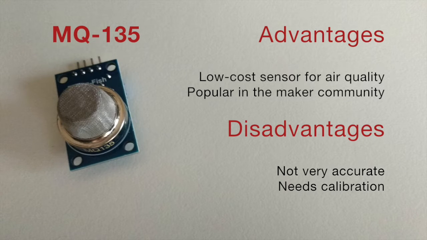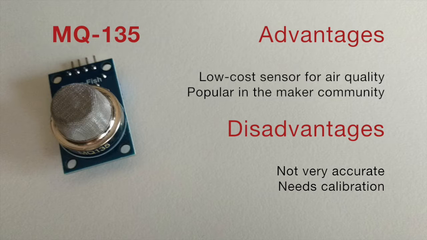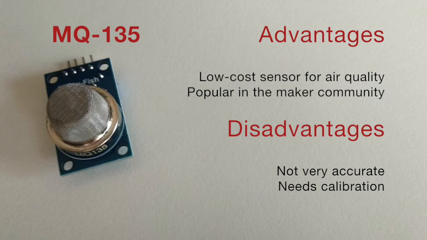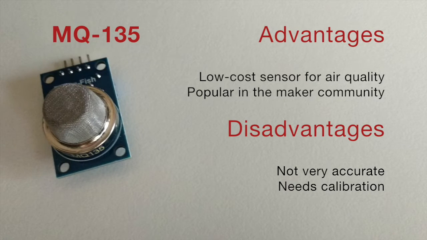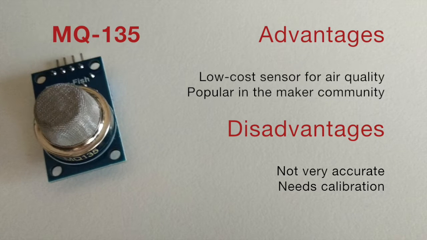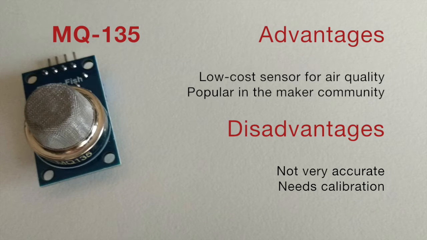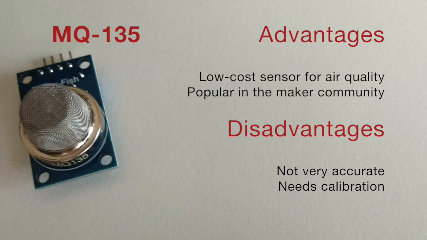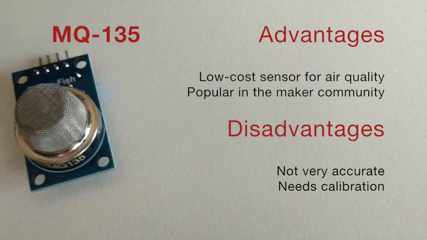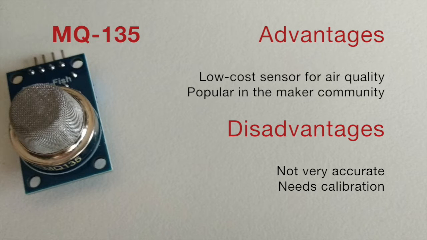The advantage of MQ-135 is that it is low cost and it's suitable for monitoring air quality. It is very popular in the maker community and you can find a lot of tutorials. The disadvantage is that it's not very accurate. It detects several dangerous gases, but it cannot tell you what exact concentration of the detected gas is present in the air. The other disadvantage is the need of calibration.